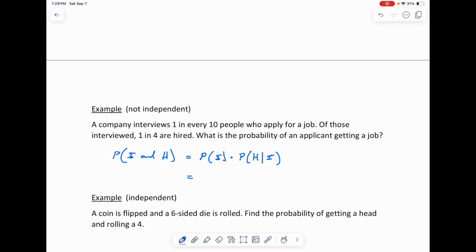Well, these values are already given to us in that way. Notice that it says the probability of being interviewed is 1 in 10, or 0.1. The probability of getting hired is 1 in 4, right? It says of those interviewed, you have a 1 in 4 chance of being hired. So they're already giving us that 1/4 or 0.25 as the conditional value. So in this case, overall, if you apply for the job, you have about a 2.5% probability, or 0.025 probability, of being hired.